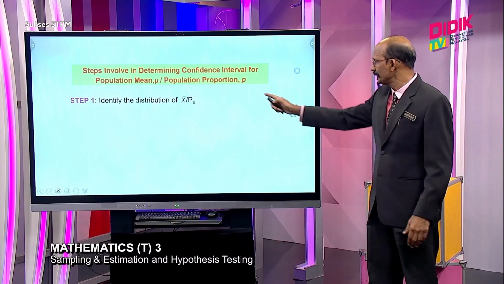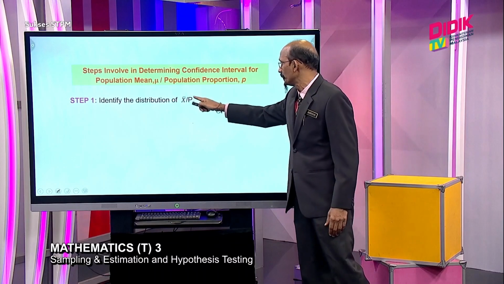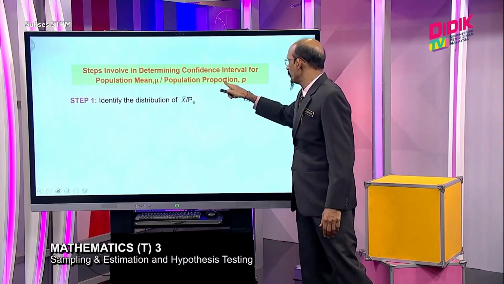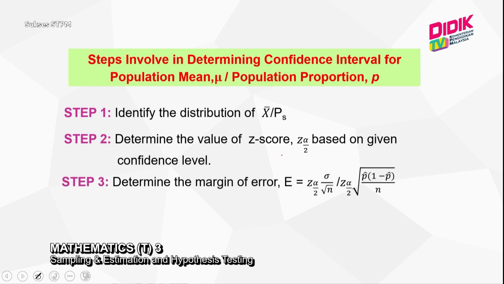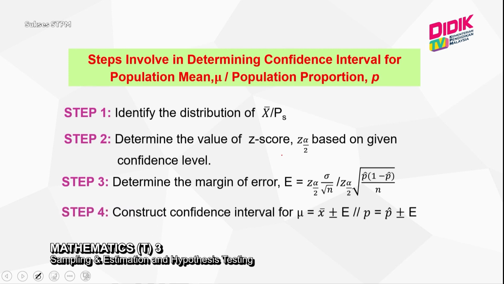Step 1, identify the distribution of what you are referring to, whether population mean or population proportion. Then step 2, you determine the value of the Z score based on the given confidence level. And then you need to determine the margin of error. Some use E, some use H, it doesn't matter, but the formula remains the same. The first one is the formula for population mean, the next one is the formula for population proportion. Next, we construct the interval using this formula.